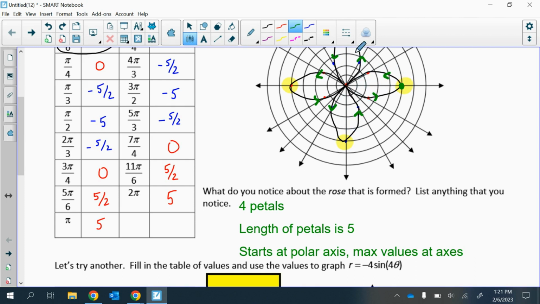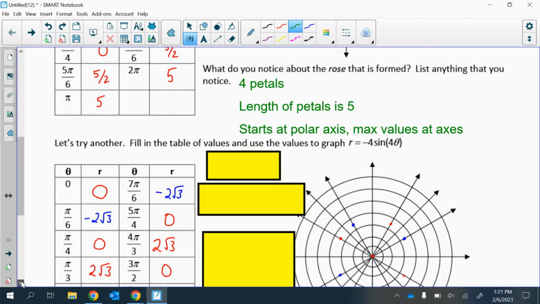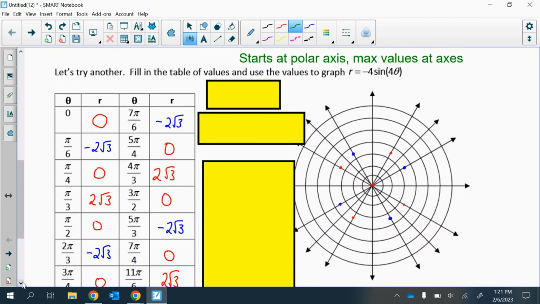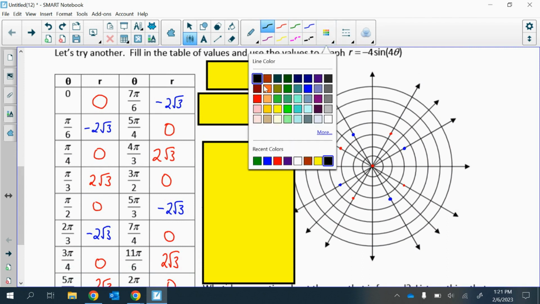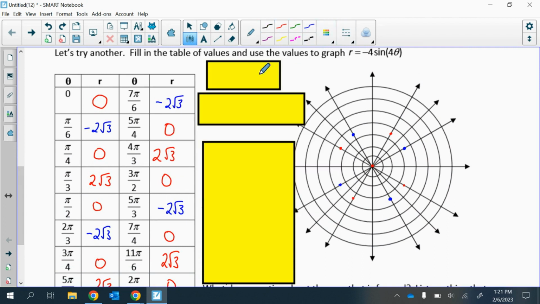So it looks something like that. So let's try another one. Negative 4 sine 4 theta. So I start at 0, and then I go to negative 2 pi thirds. So that means I'm actually going this way first. And then I'm back here.